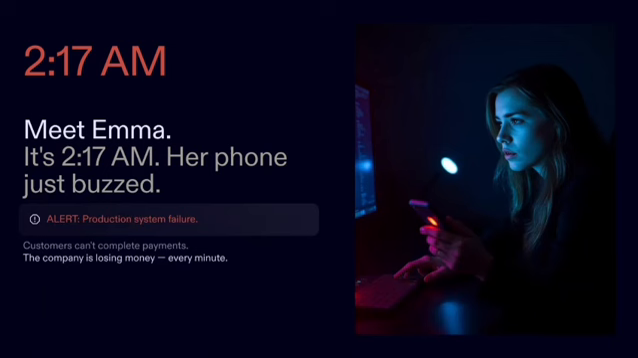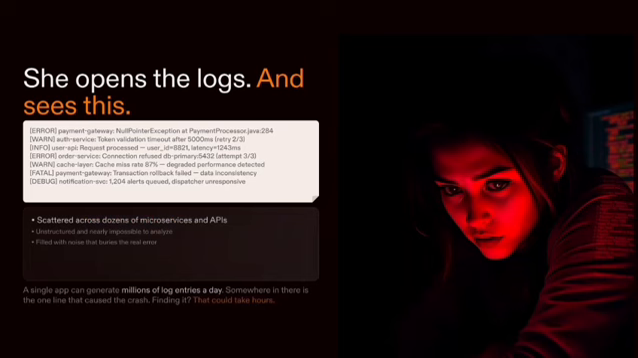Emma, a backend engineer, suddenly gets an alert on her phone. Production system failure. Customers can't complete payments. The company is losing money every minute. Emma opens the server logs, hoping to quickly find the issue. Instead, she sees thousands of lines of logs scrolling endlessly.